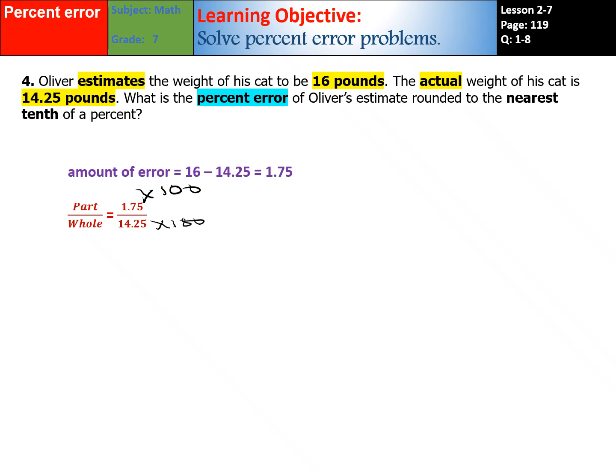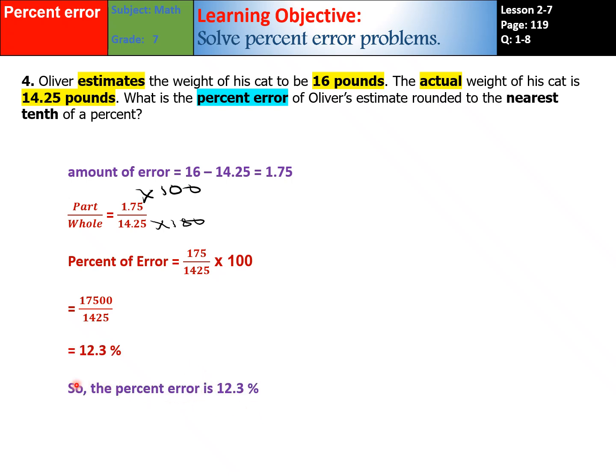Then for converting it into a percent, you will multiply the numerator with 100, then divide it with the denominator, and simplify it after the decimal point. Your answer will be 12.3%.